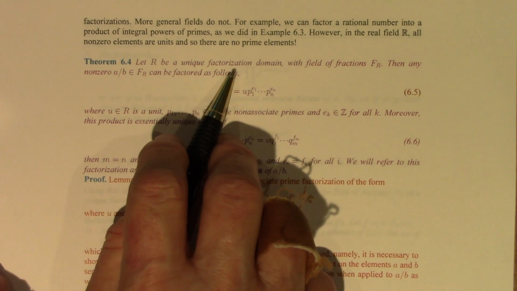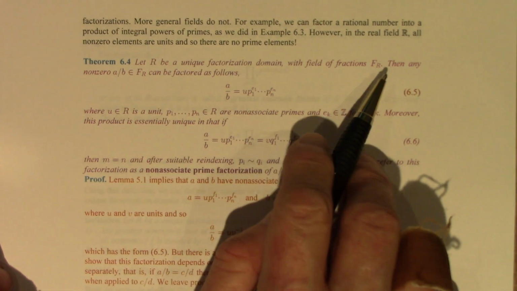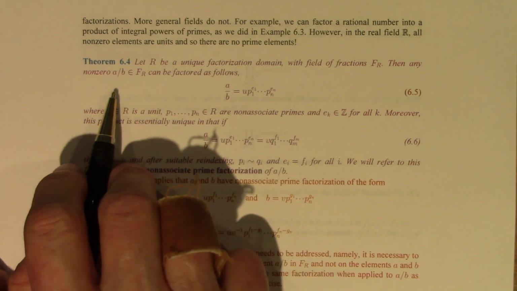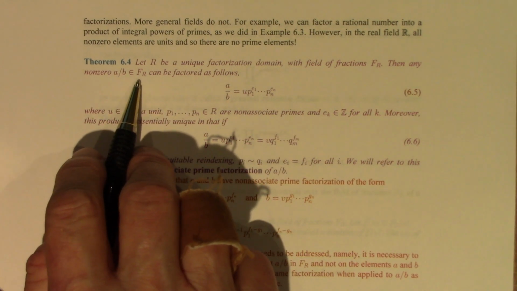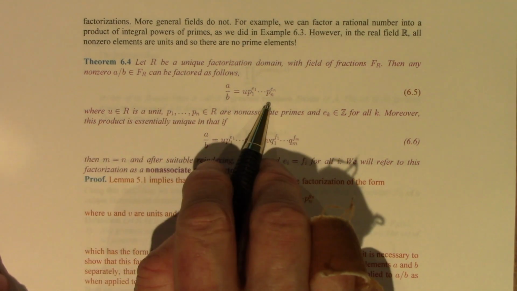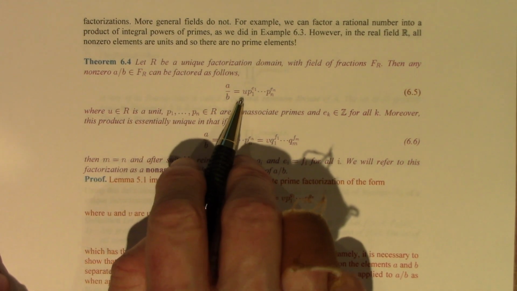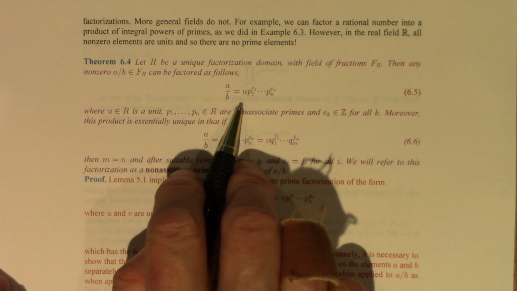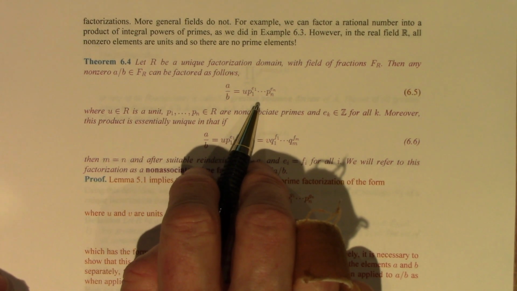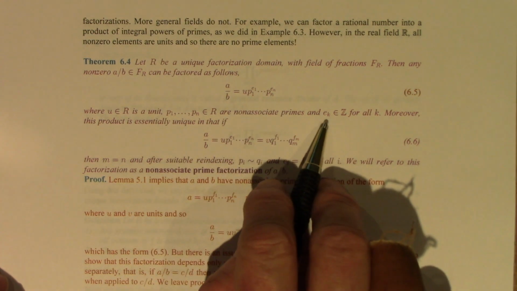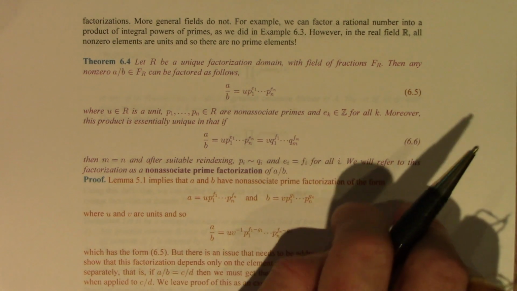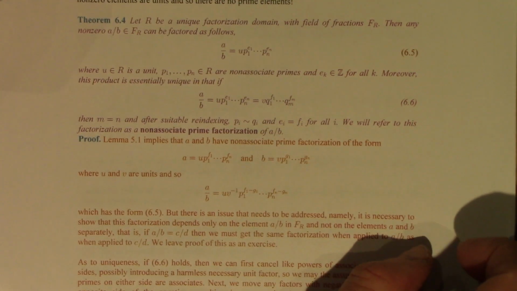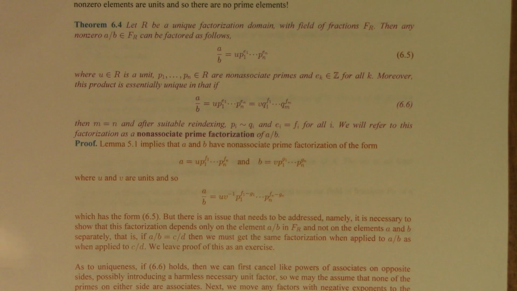So let R be a unique factorization domain with field of fractions F sub R. Then any non-zero element of F sub R can be factored into a unit times a product of prime powers where the primes are non-associates. The exponents are integers. When we were doing factorizations in unique factorization domains, the exponents were non-negative integers. We allowed 0 for convenience, but now we must allow all integer exponents.